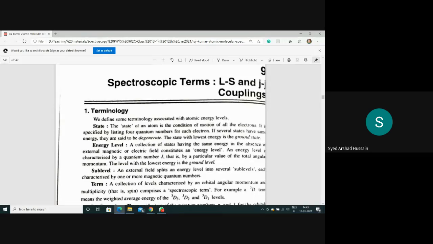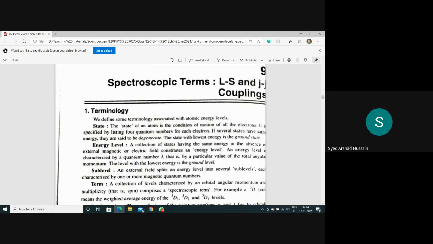Then line. Line means transition between two levels. Two levels means, for example, n is equal to 2 to n is equal to 1, n is equal to 4 to n is equal to 2, like this. Multiplet means a collection of transitions between two terms. Two terms, because one term consists of more than one level. So if you are studying a transition between two terms, it means a number of lines. So this is called multiplets.